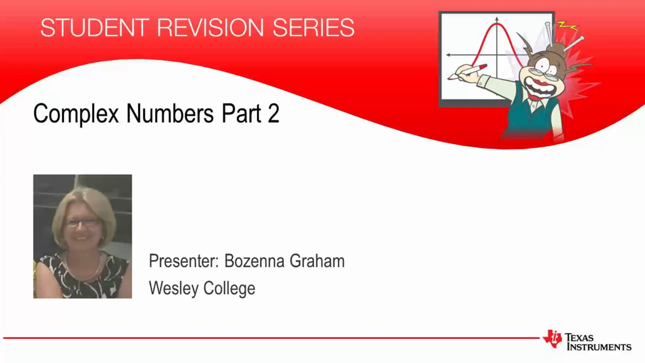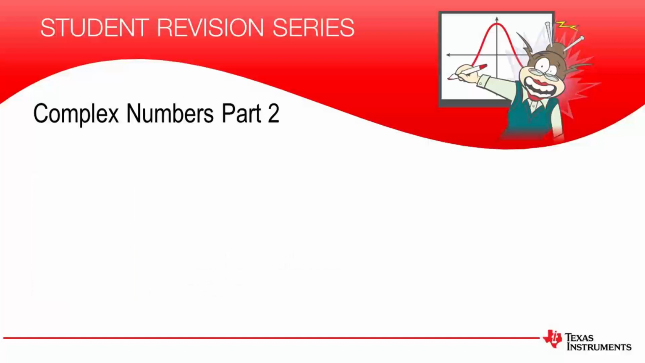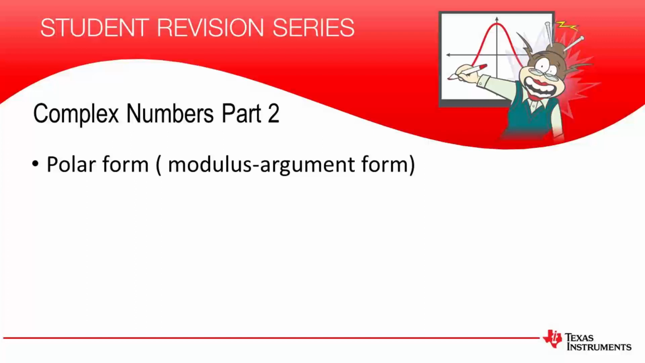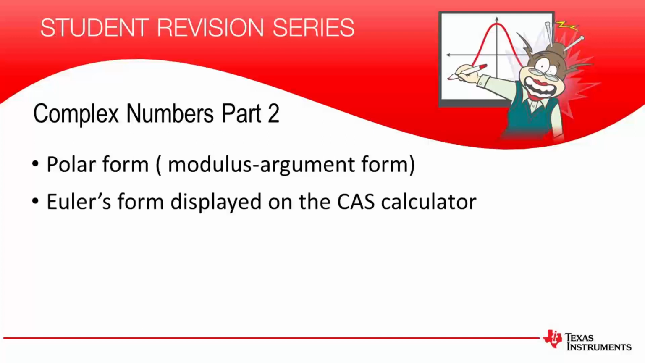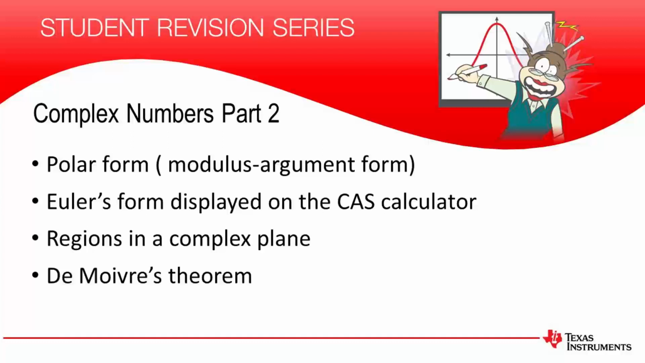So what we'll look at today: polar form, which is also called modulus argument form, Euler's form displayed on the CAS calculator. We look at regions in a complex plane, De Moivre's theorem and nth roots of a complex number.